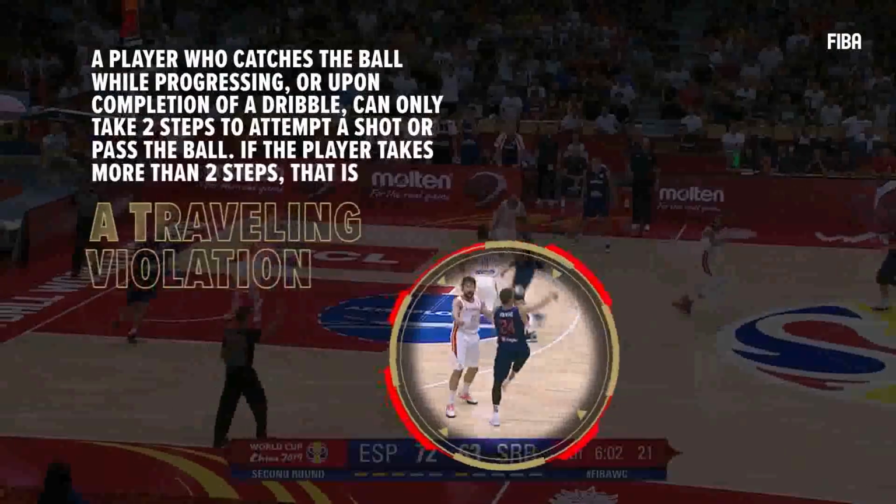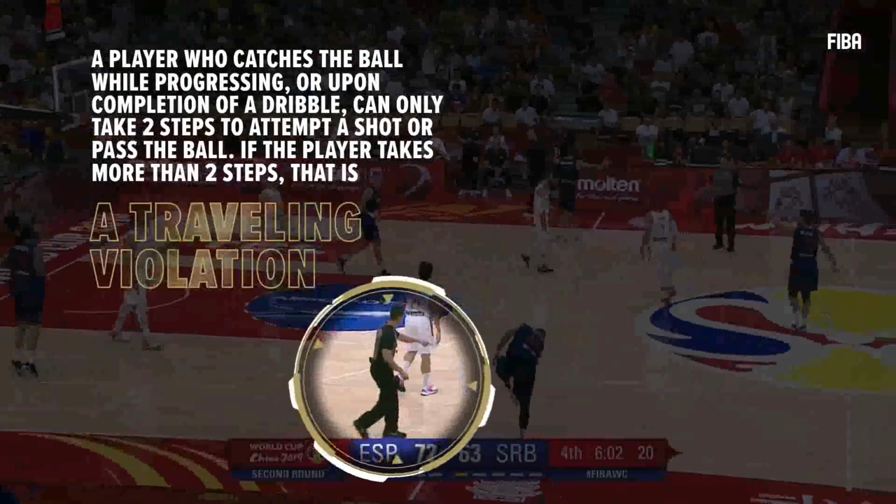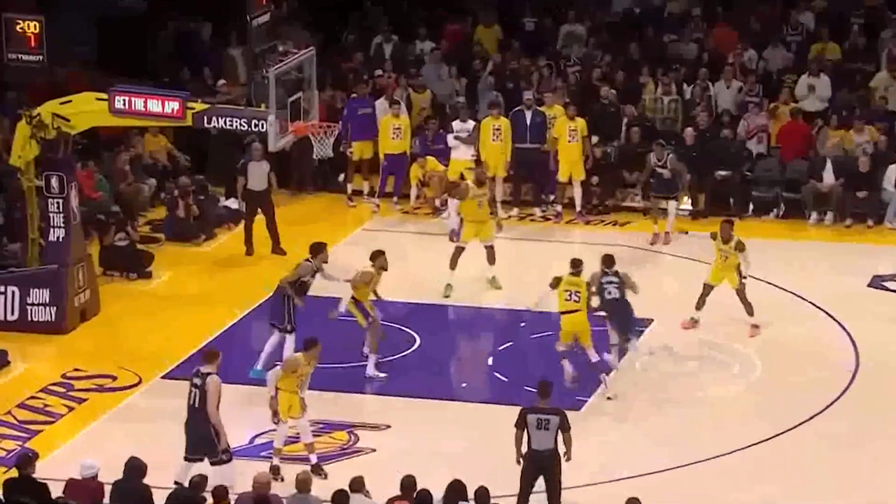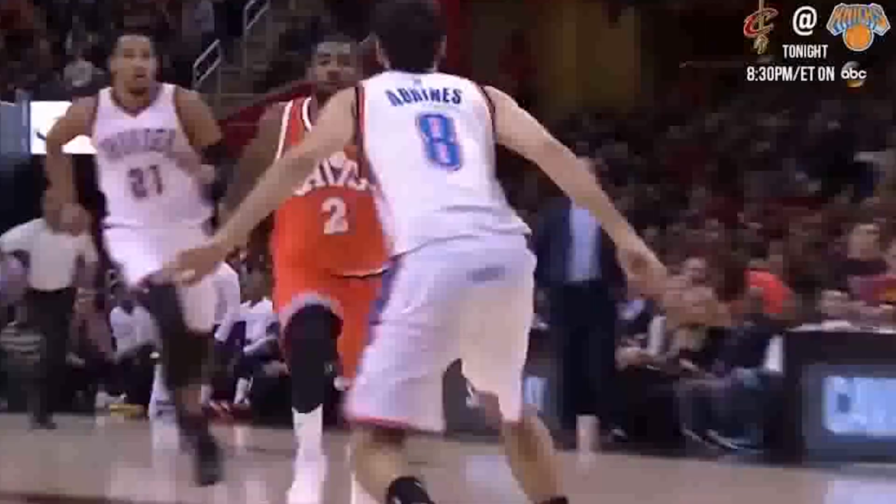Another rule that has affected players a lot has to do with traveling violation. In the NBA, a player is allowed to take a gather step before taking 2 steps to complete a move. This means that a player can catch the ball or end a dribble while moving, then take 1 step to gather the ball, and then take 2 more steps to shoot, pass, or start another dribble.